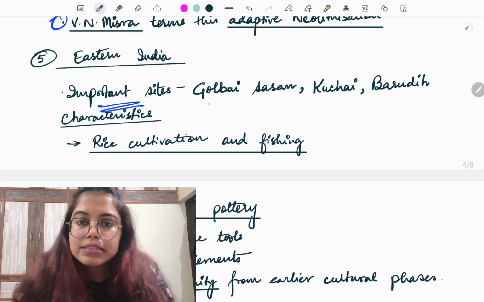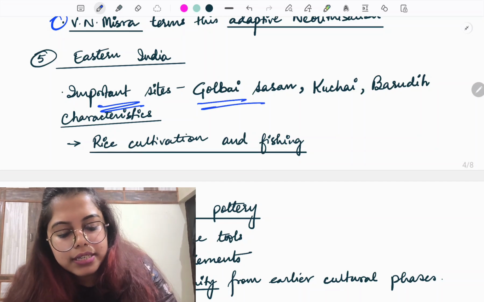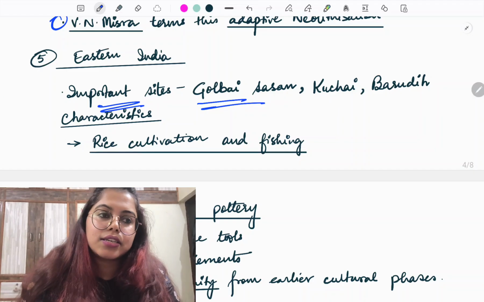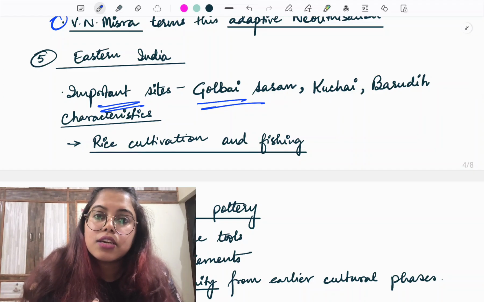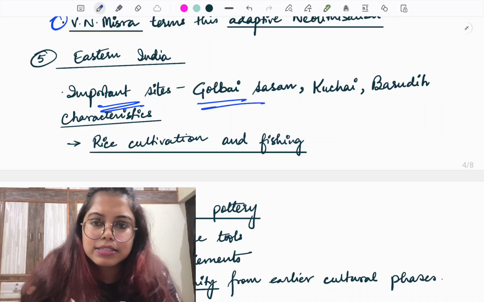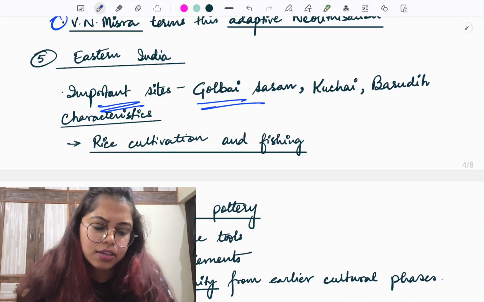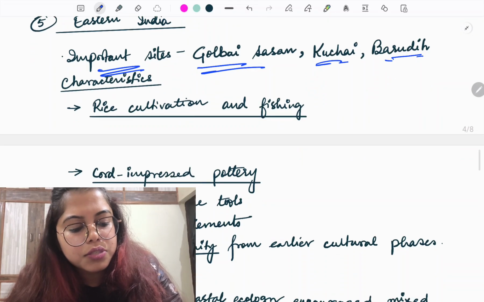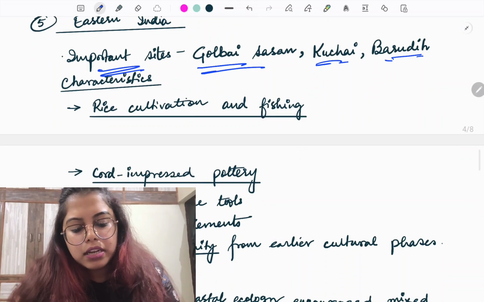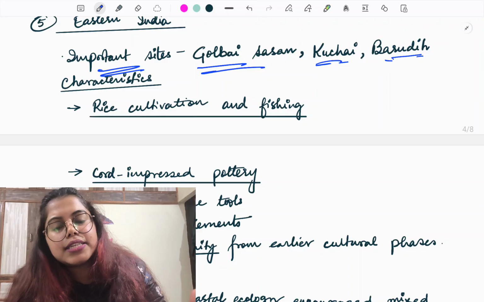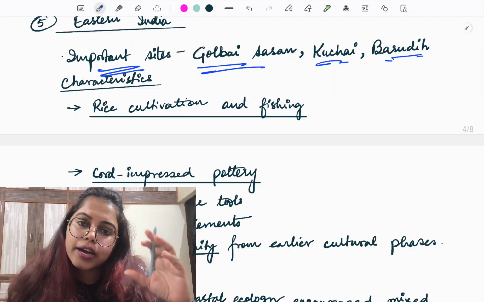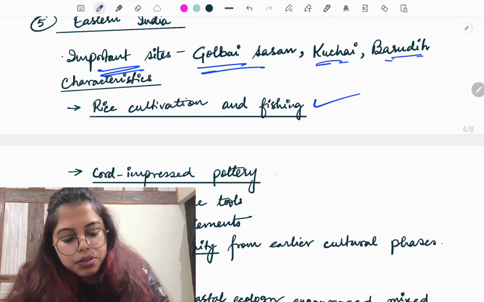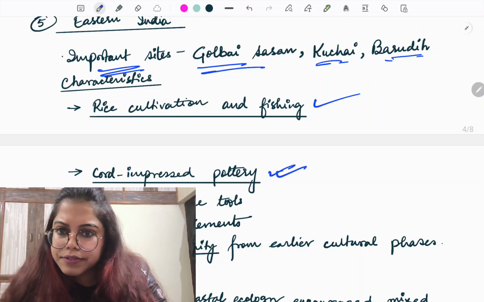Next important region is Eastern India. When we talk about Eastern India, the important sites were Golbai Sasan. Now I am not sure whether they pronounce it as Shoshan or they pronounce it as Sasan. So just Sasan, okay, just for spelling. Next is Kuchai and Birudhi. Now in this ईस्टर्न इंडिया में भी क्या है, ईस्टर्न इंडिया में भी we will have lots of abundance of water, so definitely we are going to have rice cultivation. So we have rice cultivation and fishing.